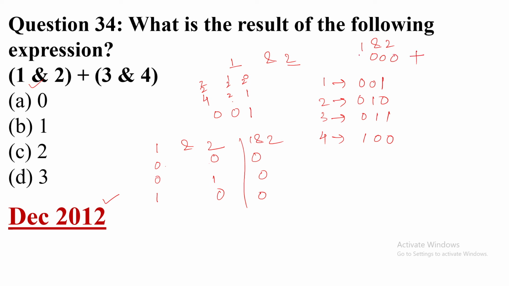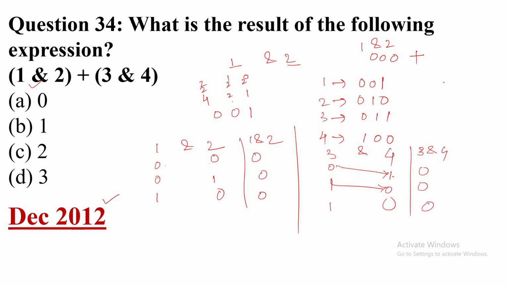Then plus is given. Now 3 and 4. 3 is 0 1 1. 4 has been given, 1 0 0. And it 3 and 4: 1 and 0, 1 and 0, 0 and 1, and 0 0 0. Here also 0 0 0 comes.